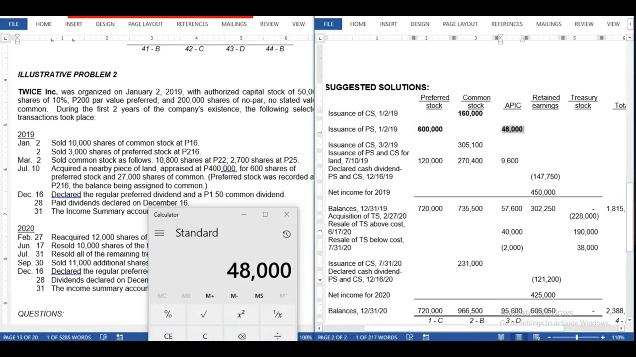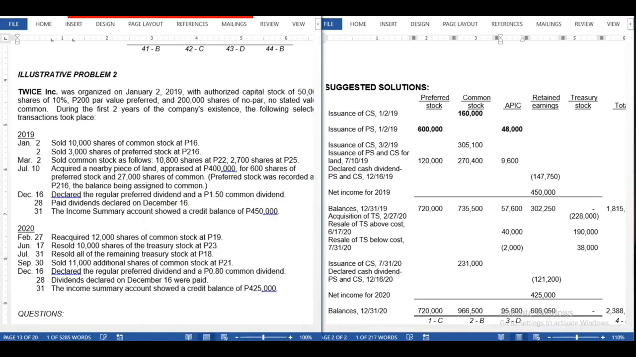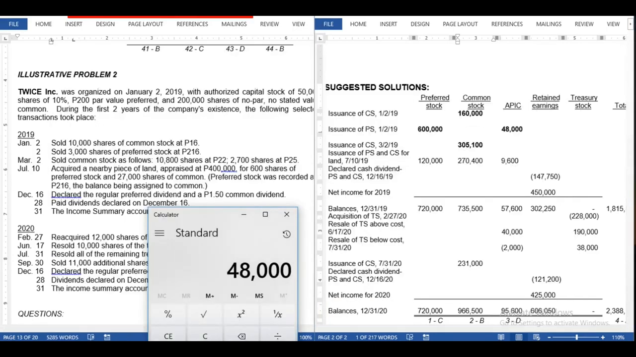Ayan. And then, third one here is the issuance of common shares. So, 10,000 times 22 plus yung 2,700 times 25. Ganun lang po. So, add mo lang lahat. That is 305,100. Then, for July 10, so, acquire nearby piece of land, appraisal is 400. So, pagitan nila between preference shares na 600 at saka yung common shares na 27,000. But then, sabi kasi sa problem, the preferred stock was recorded at 216. So, 216 yun siya and the excess will be attributable to common stock. So, therefore, 216 times 600.